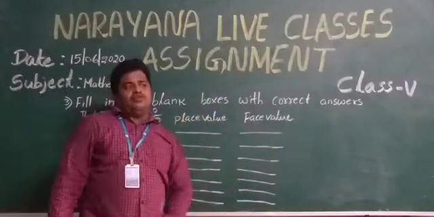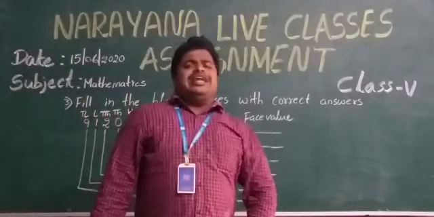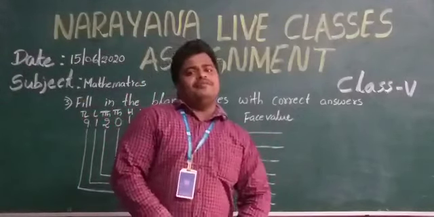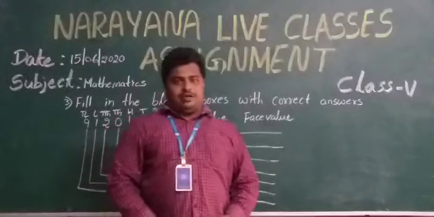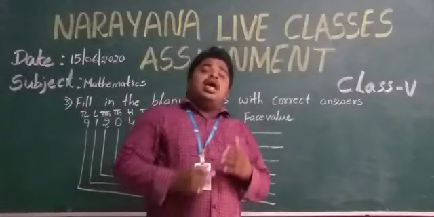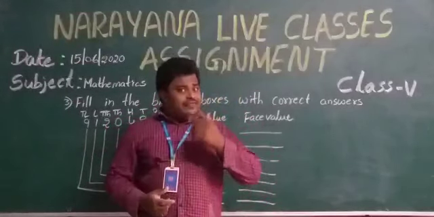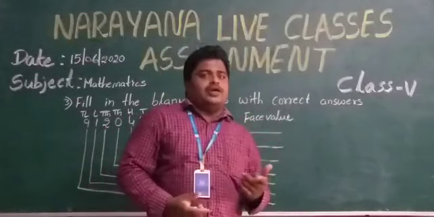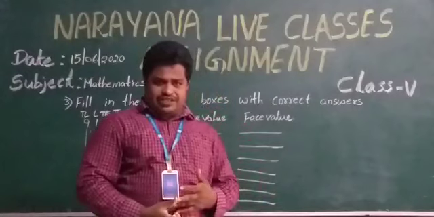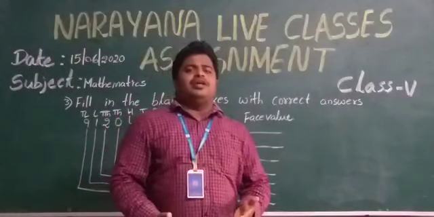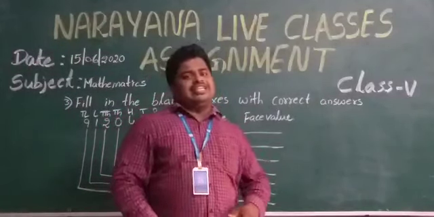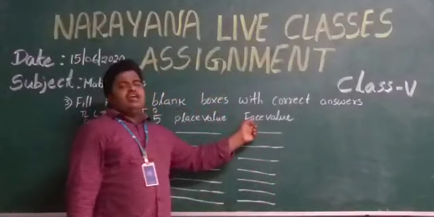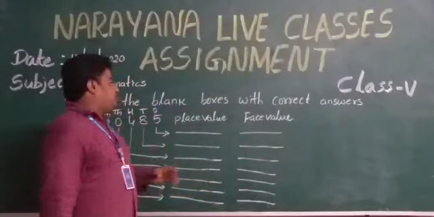Next, face value. Face value means the digit itself. That means when you stand in front of the mirror, are you able to identify your face, or some other person, or your favorite teacher's face? When you stand in front of the mirror, you can identify your own face only. In the same way, the face value of the digit never changes.